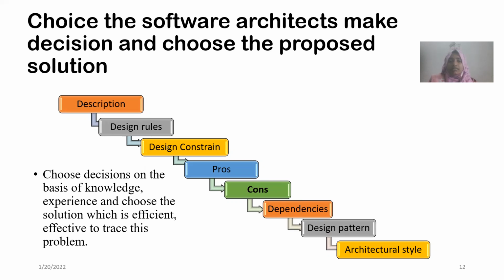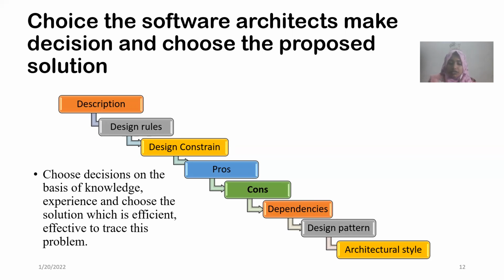Dependencies. One component depends on other components, and we can find out these dependencies. Design pattern. There are many design patterns. We can use them in our solution, such as the creational design pattern, behavioral design pattern, structural design pattern, and at last the architectural style.